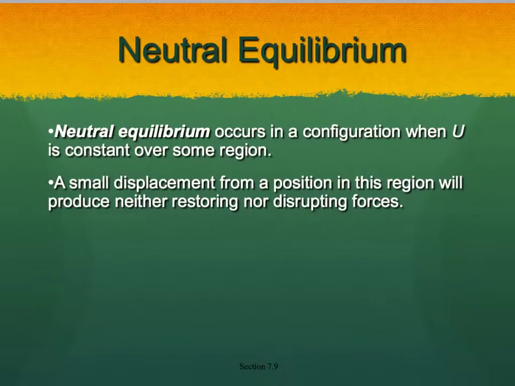Lastly, we have to talk about neutral equilibrium, and that occurs in a system, in a configuration, when the potential energy is constant over some region. Typically, a small displacement from a position in this region will produce neither restoring nor disrupting forces. So neutral equilibrium only arises because potential energy is held constant over some particular region. An example could be a ball lying on a flat horizontal surface.